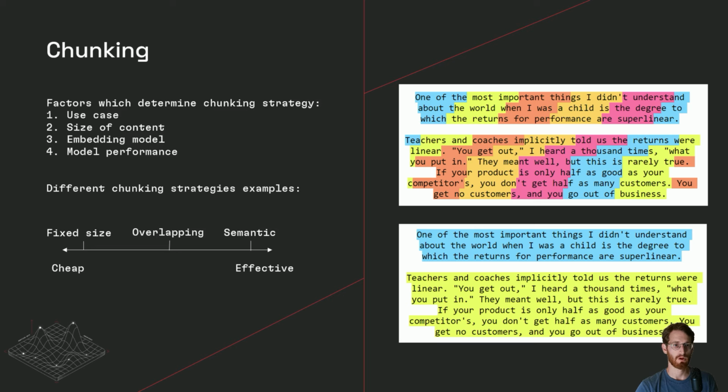Now, there are different chunking strategies. The cheaper ones are normally also the ones that don't work as well, where you just pick a fixed size. You get a little bit more expensive when you use things such as overlapping. And the more semantic meaning you capture and the more effective methods you use, the more expensive it's going to become.